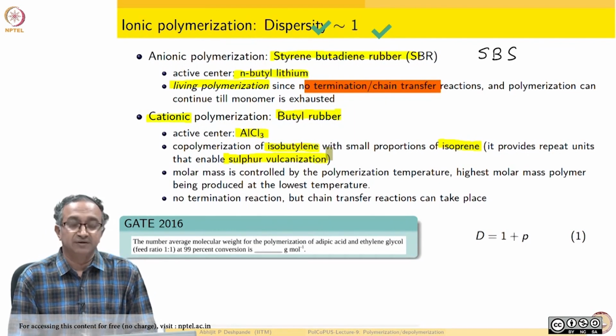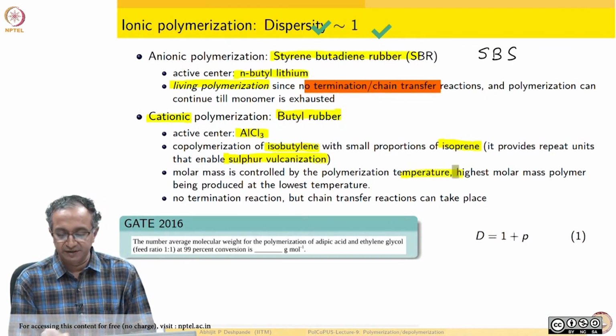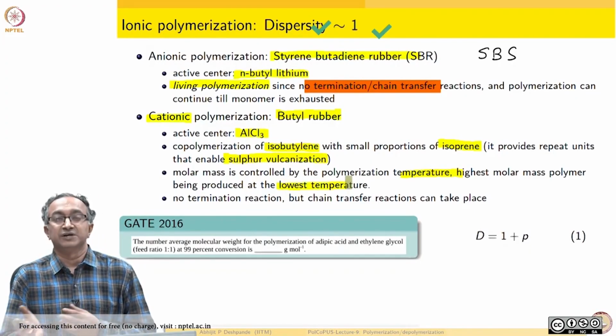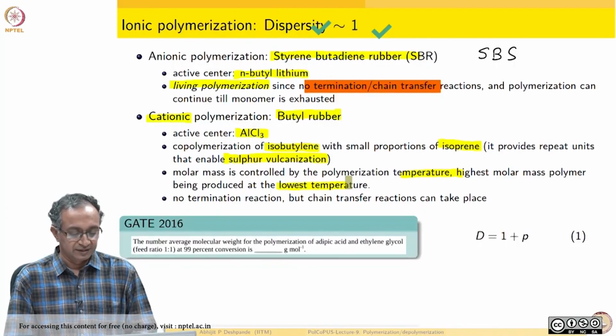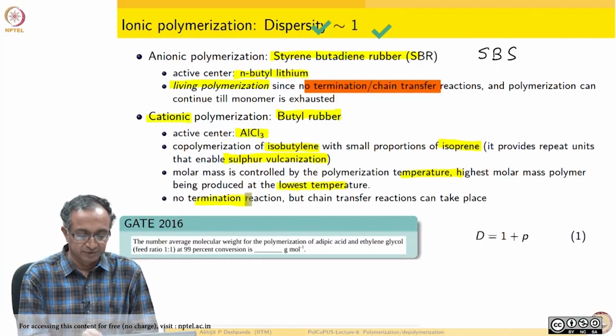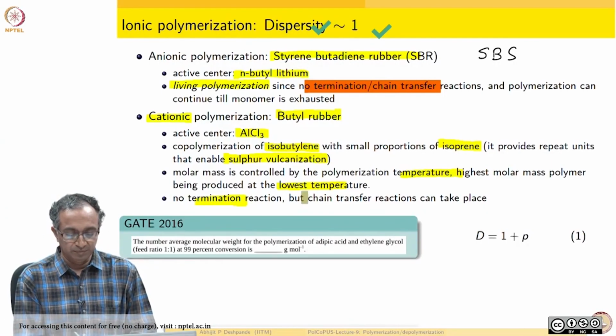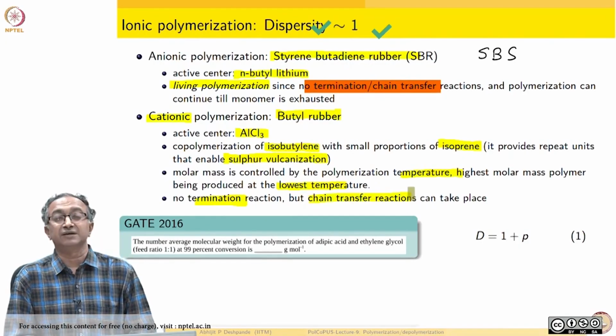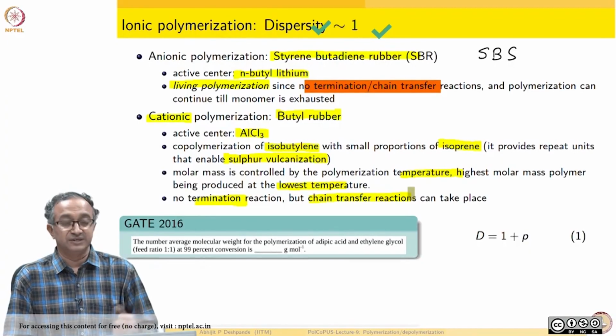So in this case, molar mass is controlled by temperature, and depending on temperature, we get molar mass very high or low. And in this case also, termination reactions are not feasible, but chain transfer reactions can take place, and therefore molar mass distribution is not going to be as narrow as in case of anionic polymerization.